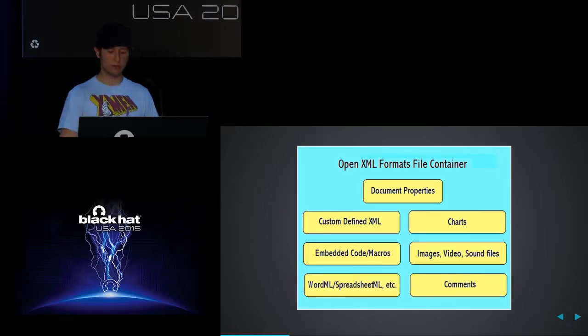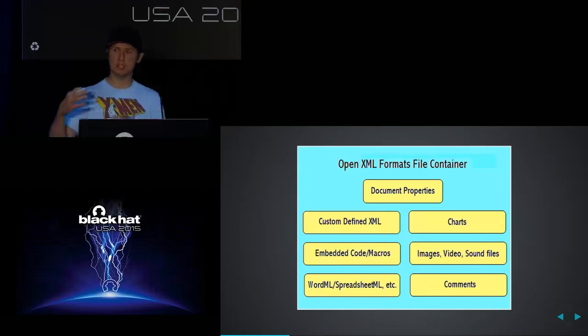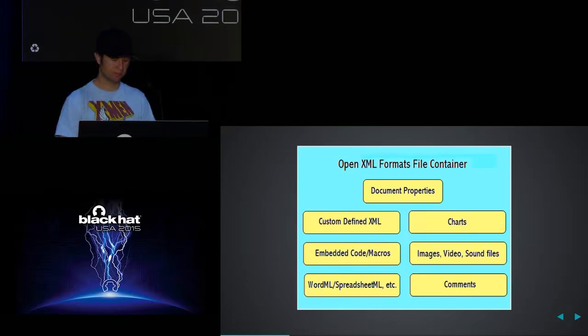On the right, you have the images, video, and sound files. So if you had a PowerPoint presentation, these would be the pictures stored in your PowerPoint. And then on the bottom left, the other probably most important part is WordML, SpreadsheetML. This is actually the content that you're seeing up on the page there. And the ML is for markup language, and the way that it's formed.